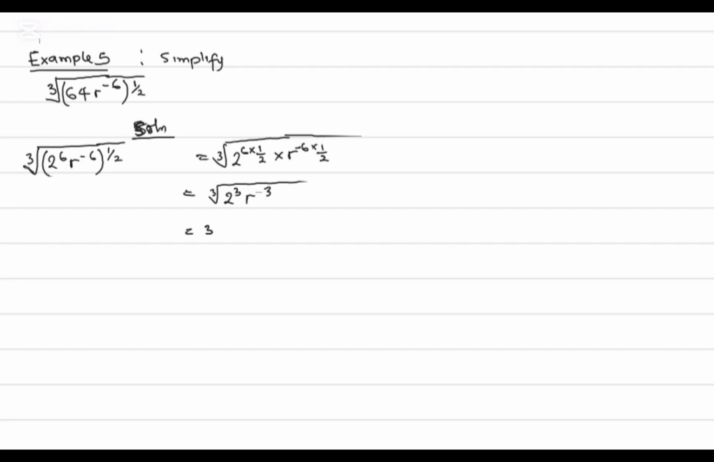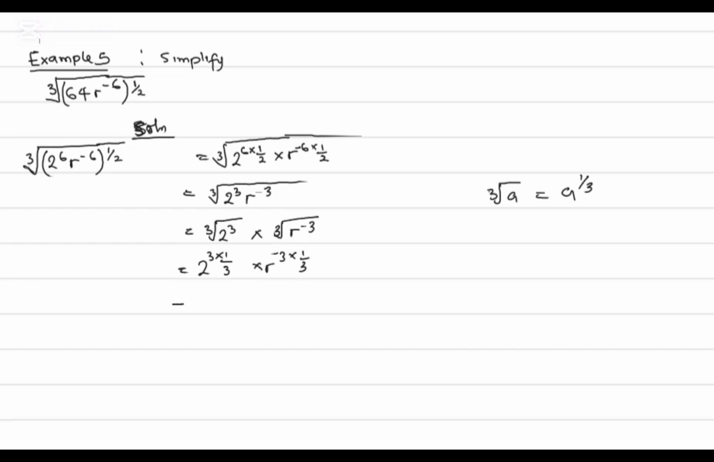This can be third root of 2 raised to power 3 times third root, if you want to do it this way, of r raised to power minus 3. Quite an easy one actually. Third root of a is simply a raised to power 1 over 3. So this can be written as 2 raised to power 3 multiplied by 1 over 3, then times r raised to power minus 3 multiplied by 1 over 3.